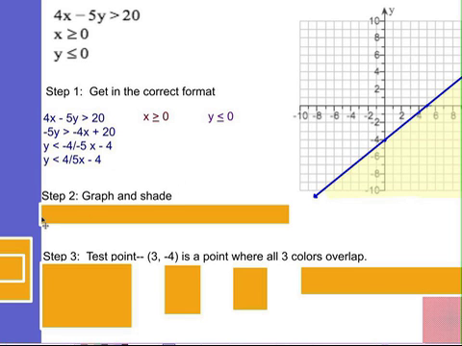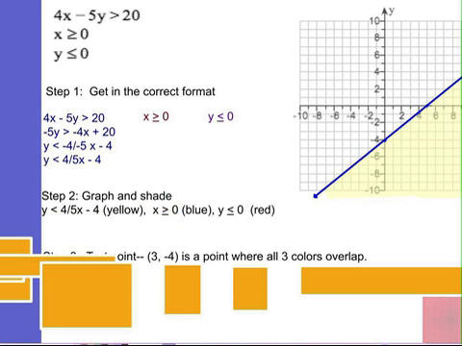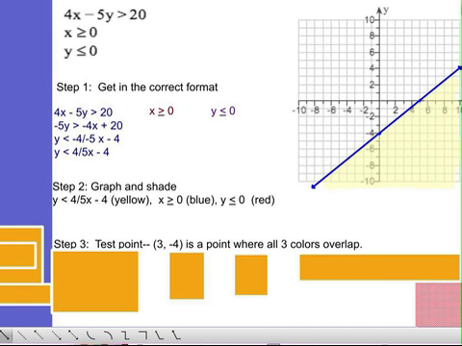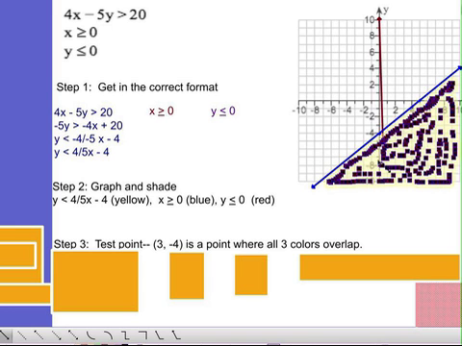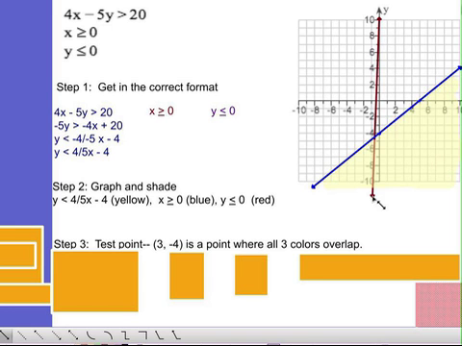For my second graph, x is greater than or equal to 0. So once again, I'm going to use the same color as the text, so burgundy. I go with x is 0. Again, there's no y, so I'm going to draw a perfectly vertical line.